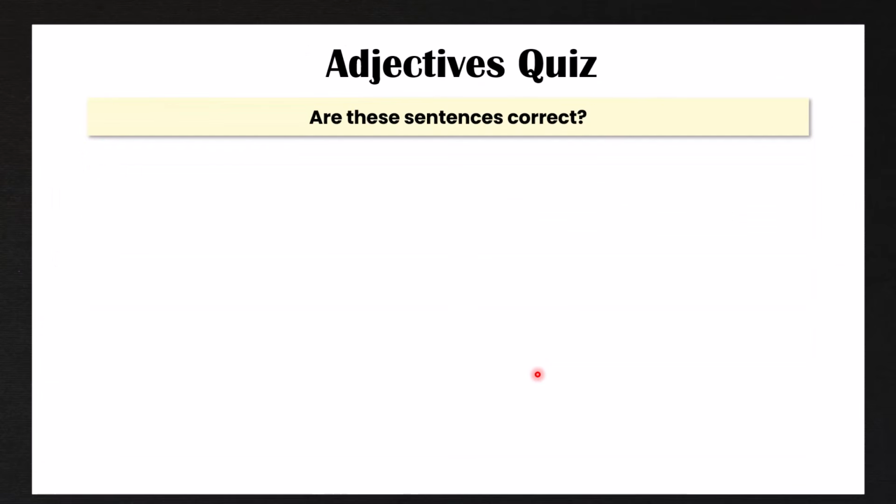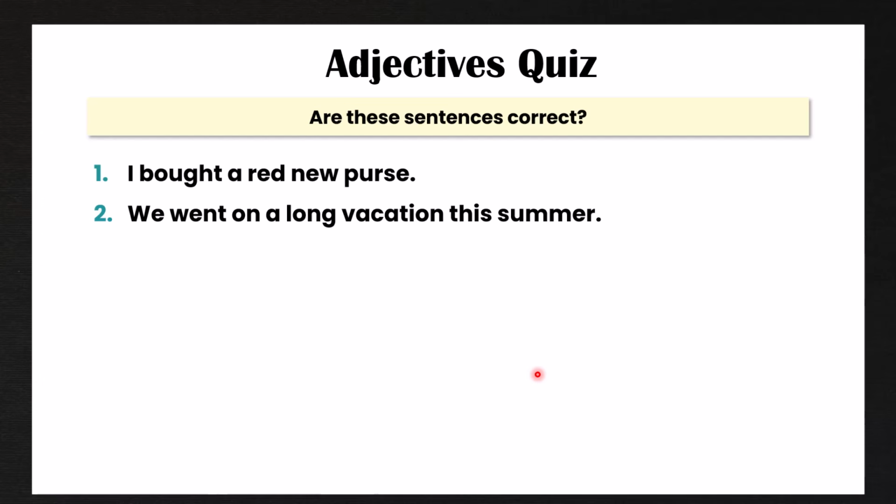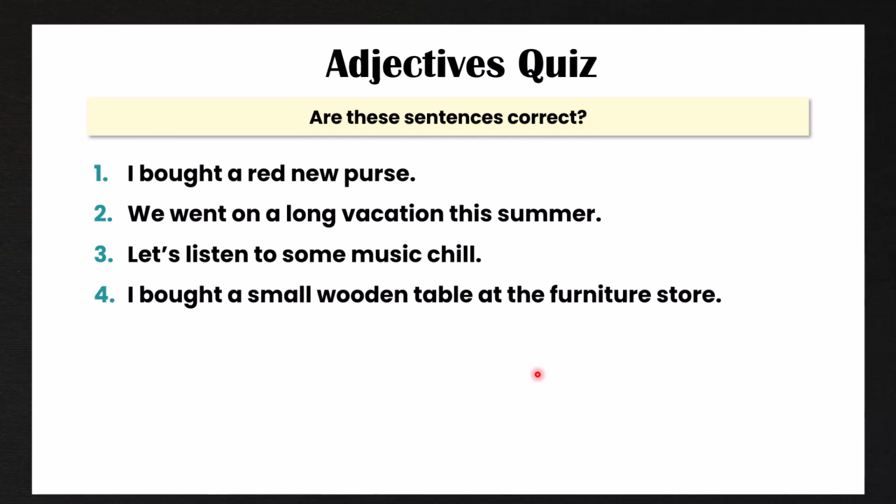Okay, so now we're going to do a quiz on what we learned in this lesson. Are these sentences correct? Number 1, I bought a red new purse. Number 2, we went on a long vacation this summer. Number 3, let's listen to some music chill. Number 4, I bought a small wooden table at the furniture store.